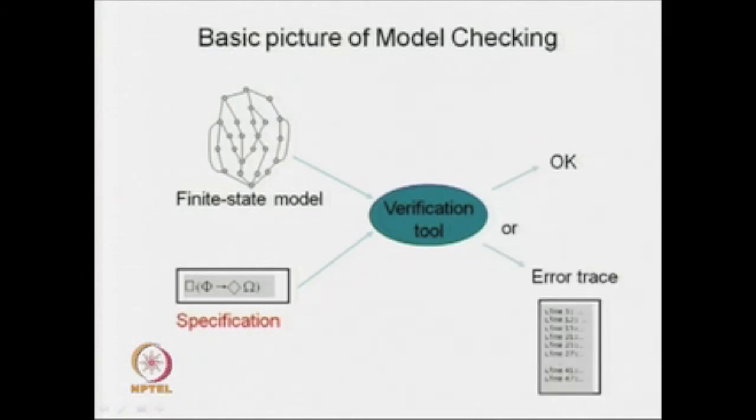Now, we have to look at the specification, how we are going to give it. So, we are going to use temporal logic to specify our property. The symbols box and diamond have their own notation and own meaning. In this module on temporal logic, we are going to discuss this notation, what those notations mean and what we can specify.